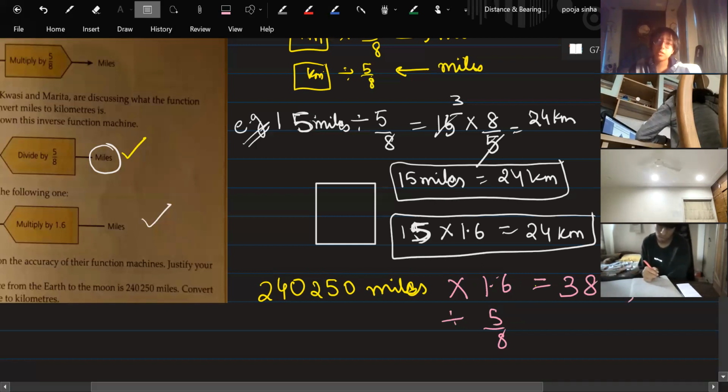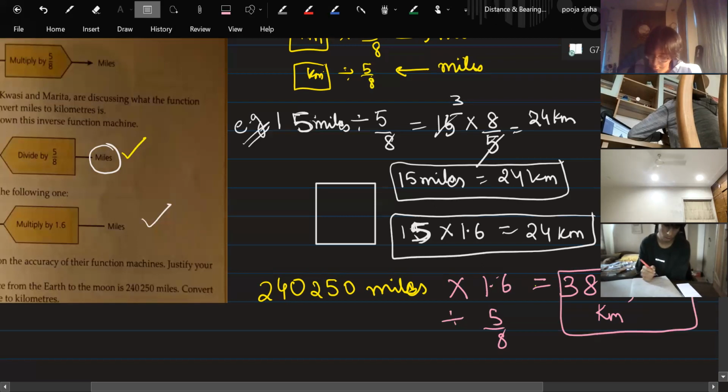It's 384,400. Absolutely correct. And the unit? Kilometers. Any confusion, Tanishka, in this?